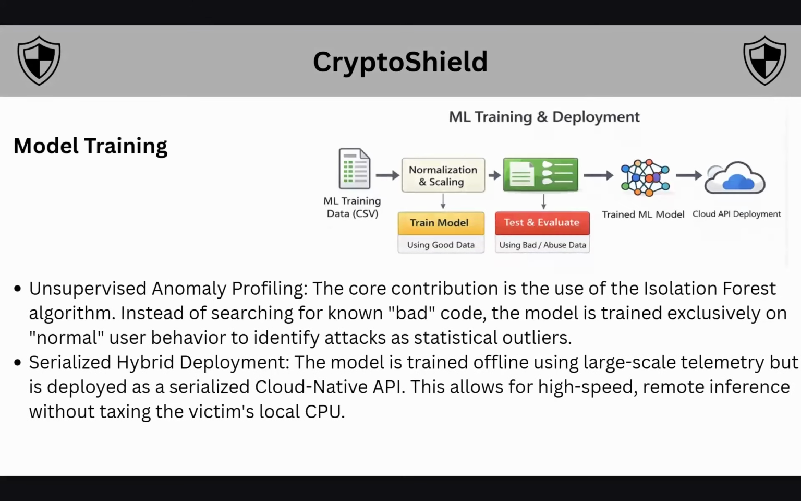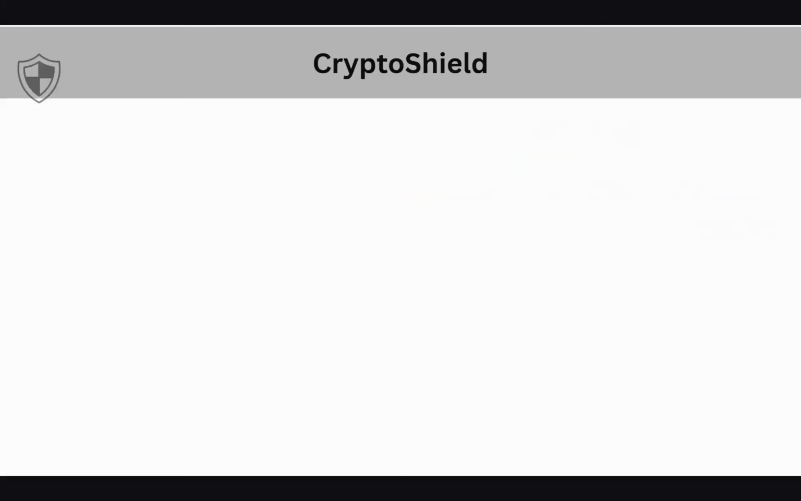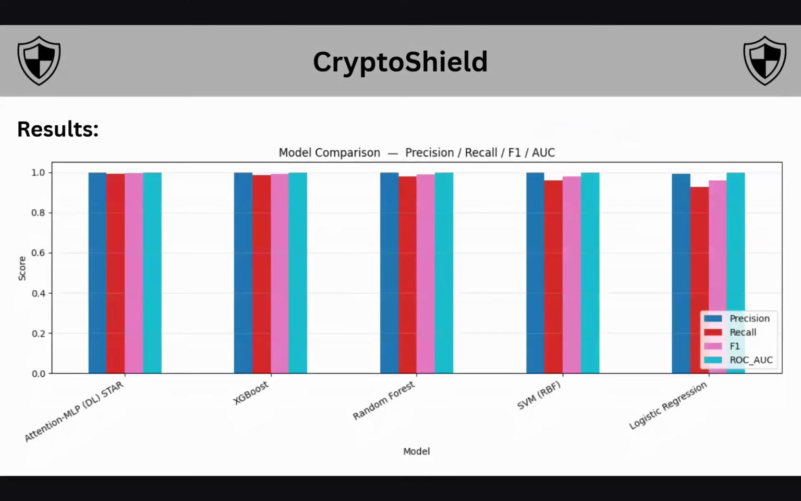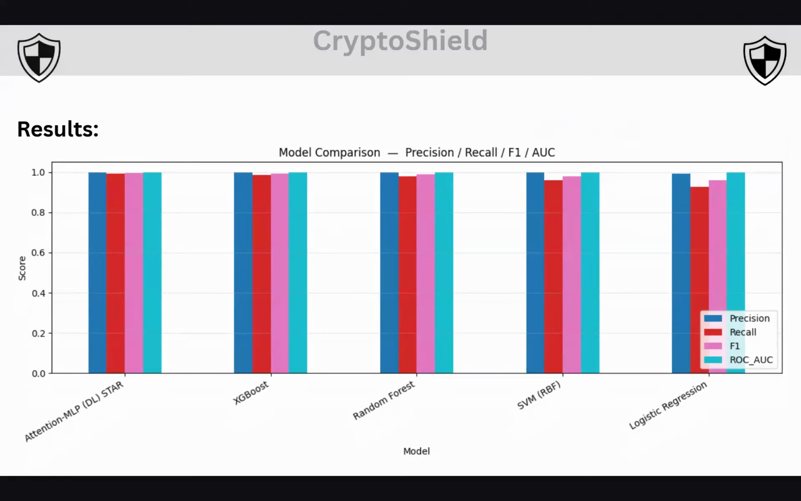So this is the model training part, getting back to the ML part. We used different models like XGBoost, Random Forest, SVM, and Logistic Regression, but our major model was the attention MLP model. We used a hybrid model with a deep learning model. That was our attention MLP, multi-layer perceptron model, and it gave us the highest accuracy that we expected out of all the things.